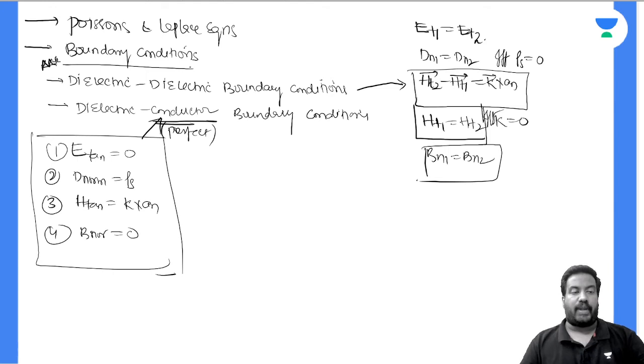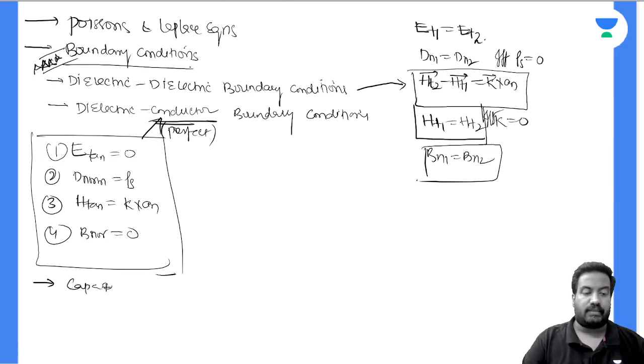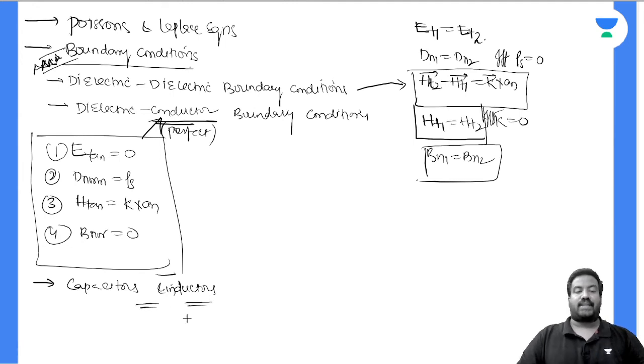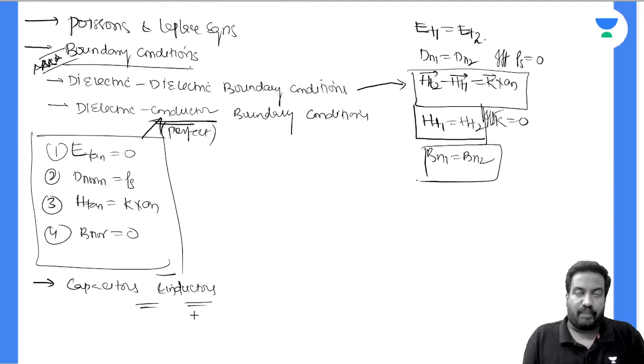One more very important topic, for both GATE and ESE. Other than this, we also completed capacitors and inductors, types of capacitors, types of inductors. We have parallel plate capacitor, coaxial cable capacitor, spherical capacitor, and we also derived the derivations for the parallel plate capacitor. We got capacitance epsilon A by d.